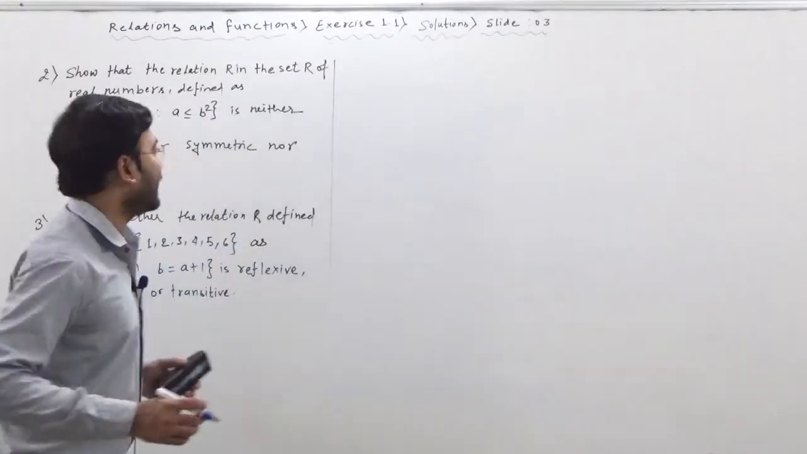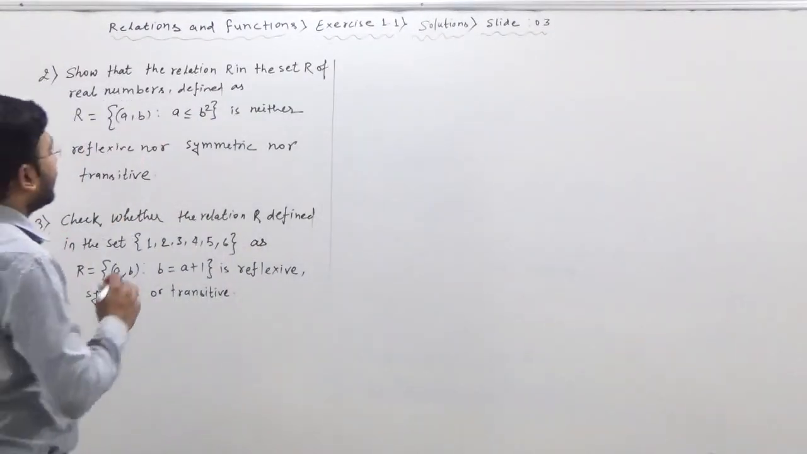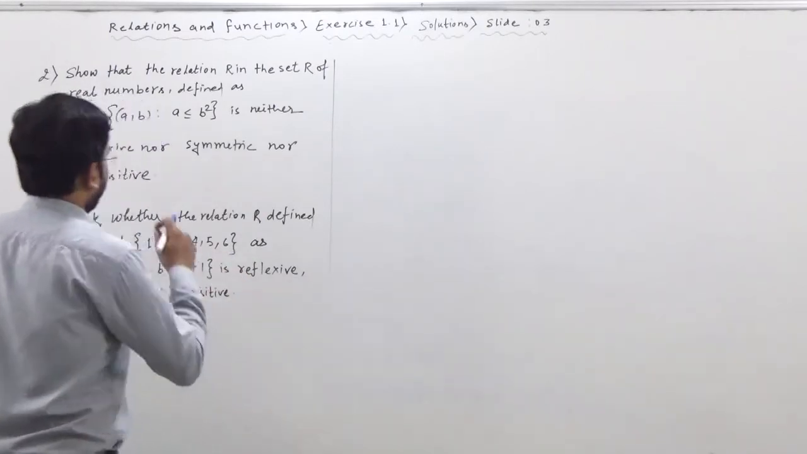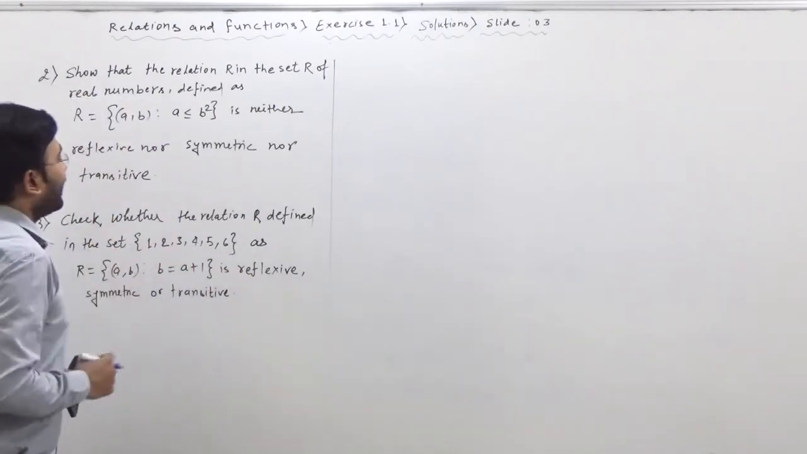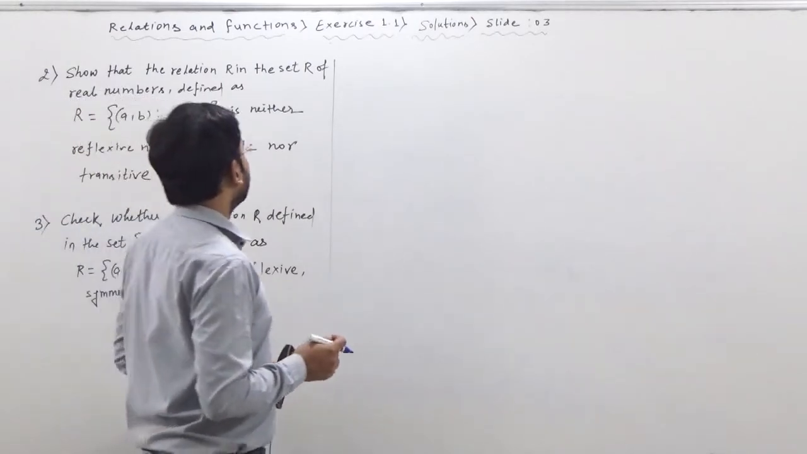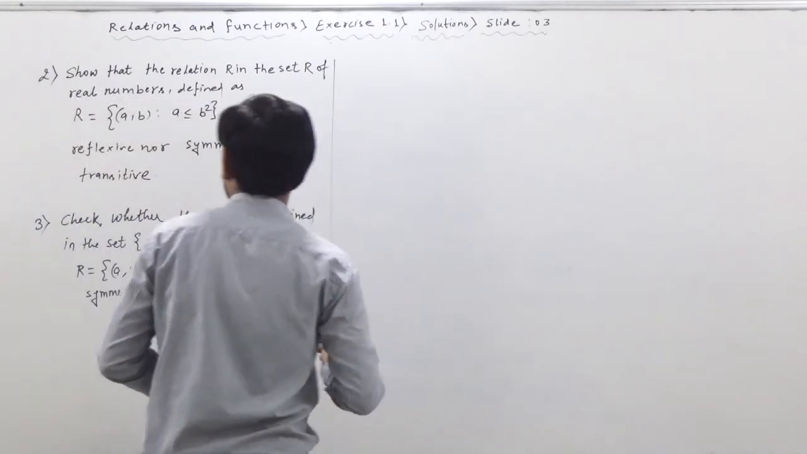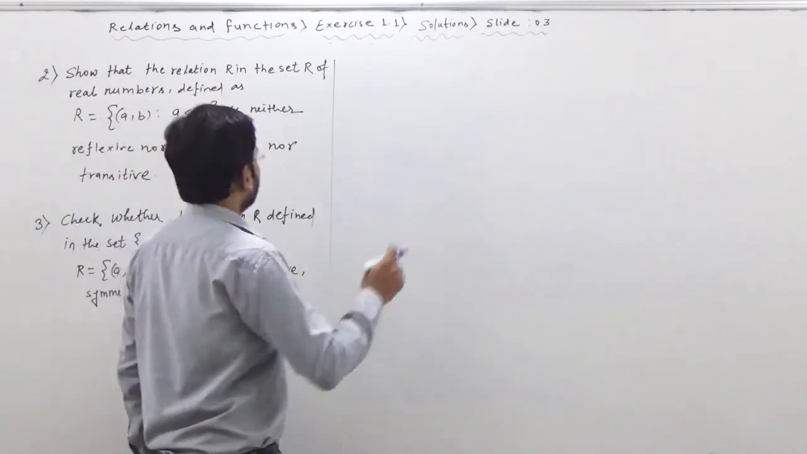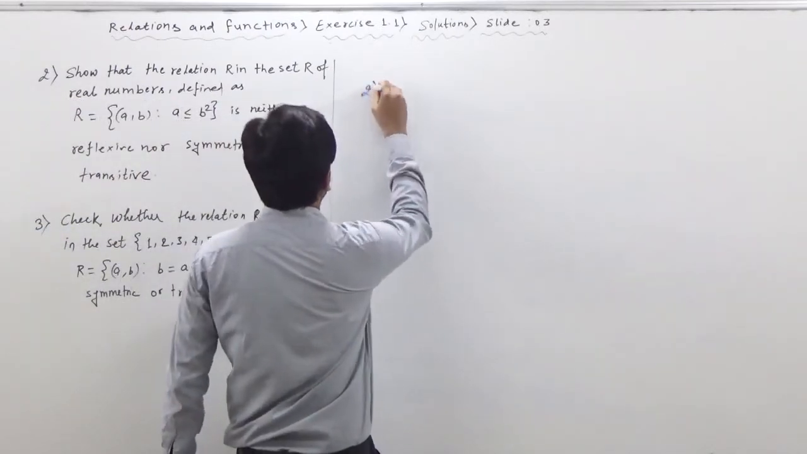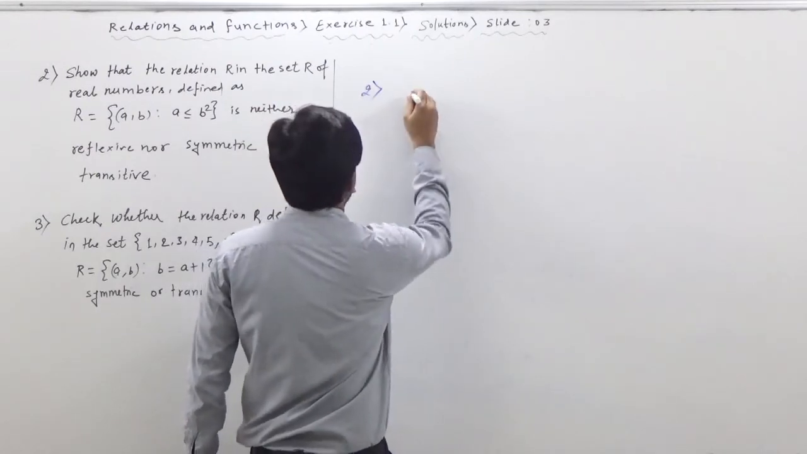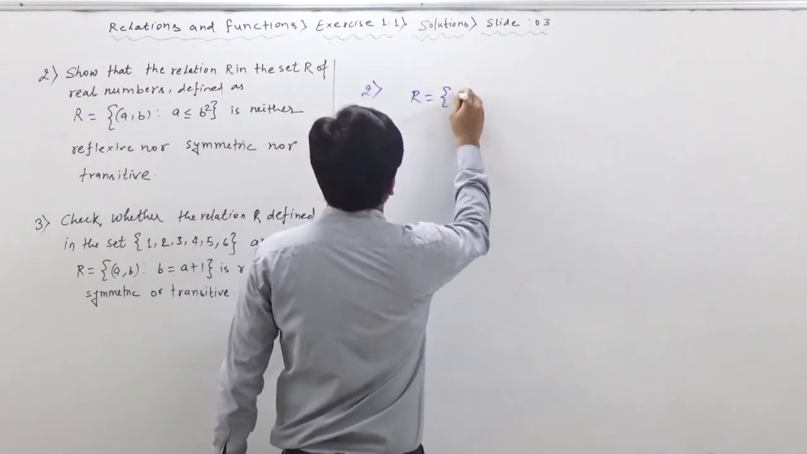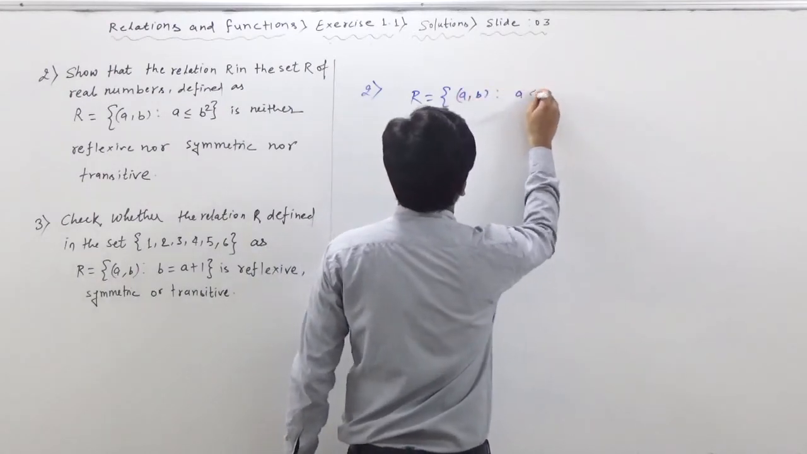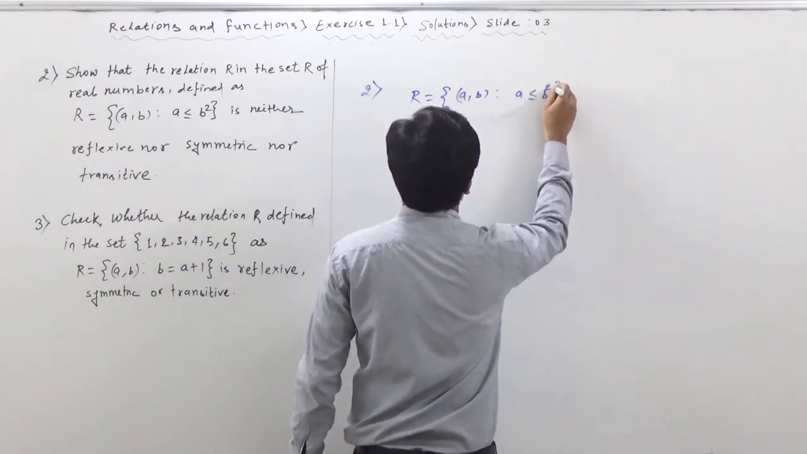Now we are going to take second question. What it says, show that the relation R in the set R of real numbers defined as R is equal to A comma B, where A is always less than equal to B square, is neither reflexive nor symmetric nor transitive. We have to show. So this is question number 2. So R is given in set builder form, A comma B such that A is always less than equal to B square.